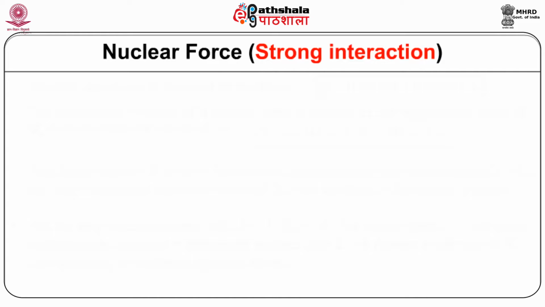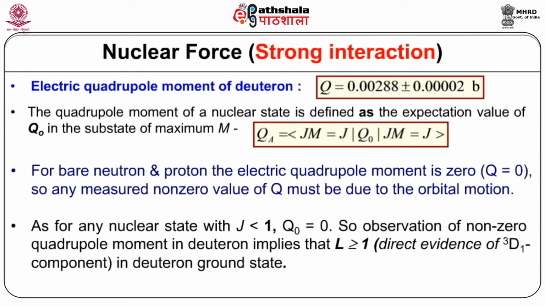Now in this slide, we are going to study the situation with the electric quadrupole moment. The measured value is Q is equal to 0.00288 plus or minus 0.00002 barn. Now we must remember that the presence of a quadrupole moment value for the deuteron indicates that the deuteron is deformed in the ground state.